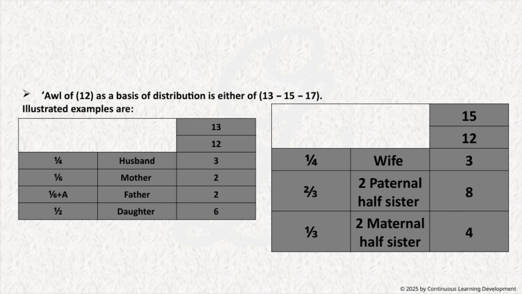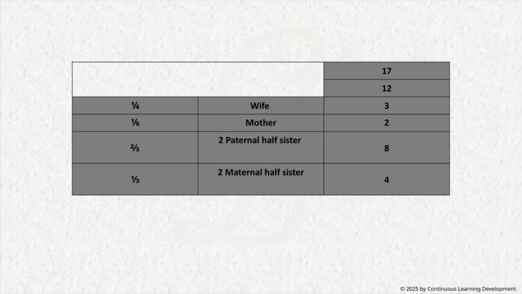This means the same principles can be applied to different total shares, adjusting the fractions accordingly. The main takeaway from this slide is understanding how these shares are calculated and how they relate to the overall estate. These examples help illustrate the application of the rules in real scenarios, connecting the theory to practice in estate distribution.